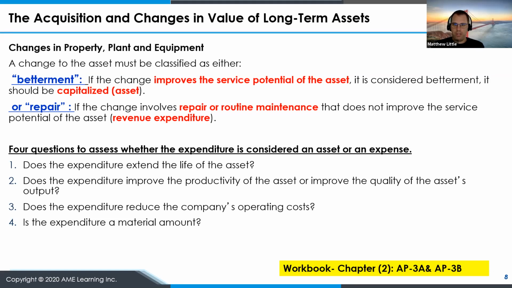B, or number 2, says, does the expenditure improve the productivity of the asset? And in that case, if it increases the productivity, the number of units it could possibly use, that would be considered a betterment. Does the expenditure reduce the company's operating costs? And is the expenditure a material amount? So you would have a capital policy for your organization that says maybe under $1,000, we just expense it. But if it's over $1,000, you go through this process to determine whether or not it's repair or capital.